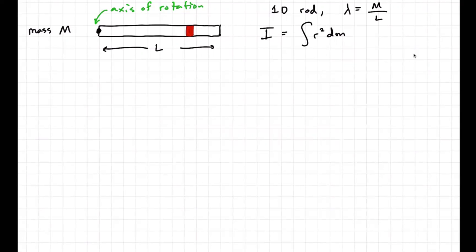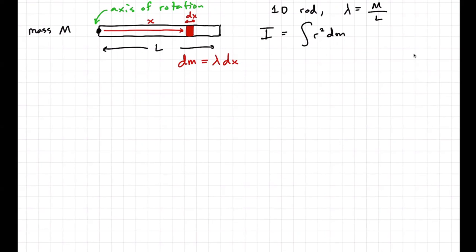So let me say, just sort of arbitrarily, here's a little dm in my system. Arbitrary position relative to the axis of rotation. So that's dm, has mass dm. Let's say it's a distance x from the axis of rotation. And I can also say that the mass is equal to lambda times dx, where dx is just the width of that little dm. So dm has a little tiny width, which is the same as just a little tiny amount of x here along my horizontal direction.